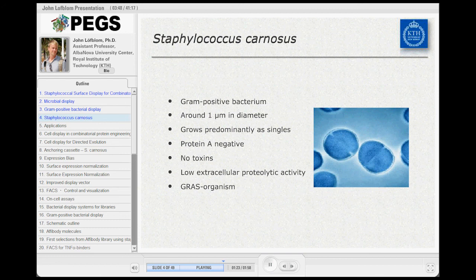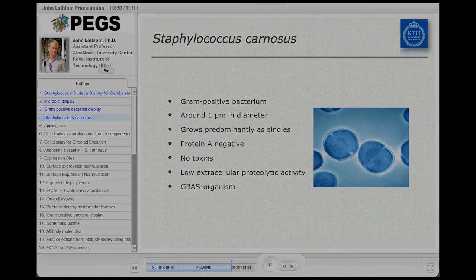So due to this non-pathogenic behavior, but also is it sounding strange? It sounds a bit strange up here, no?